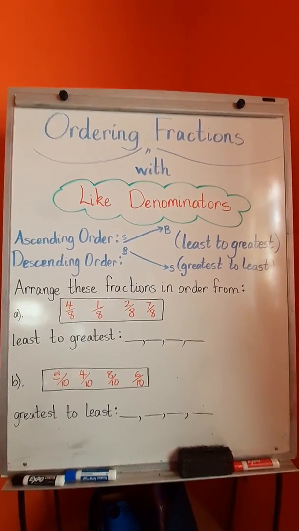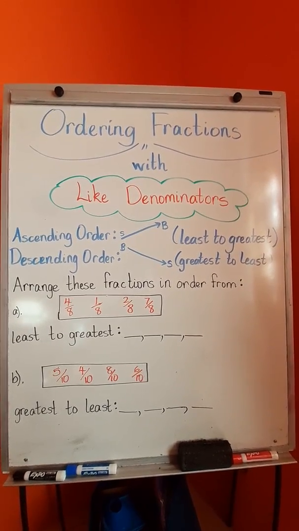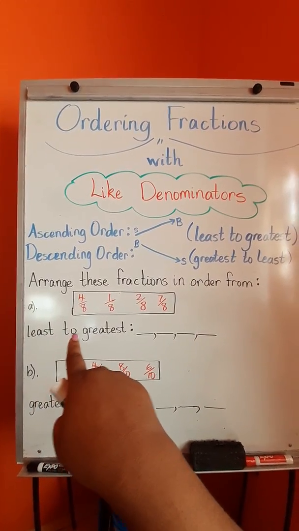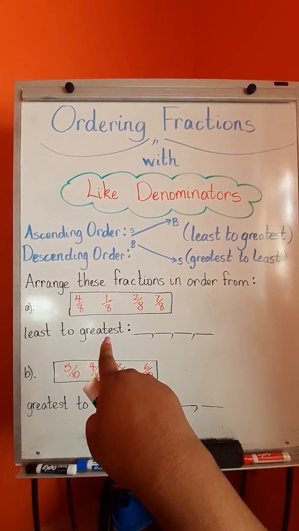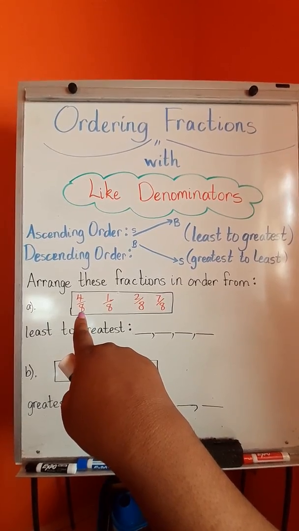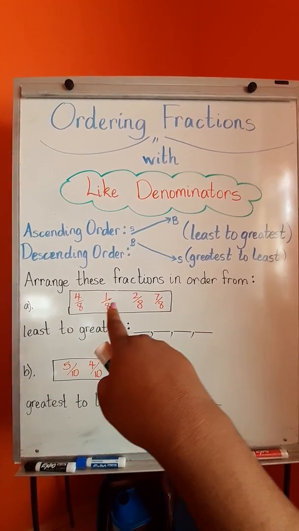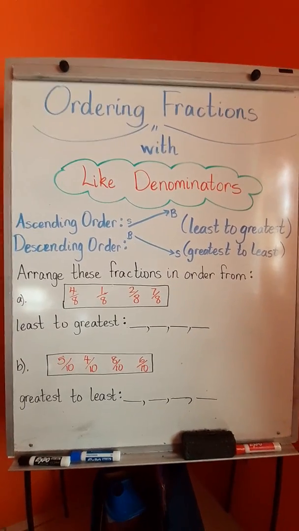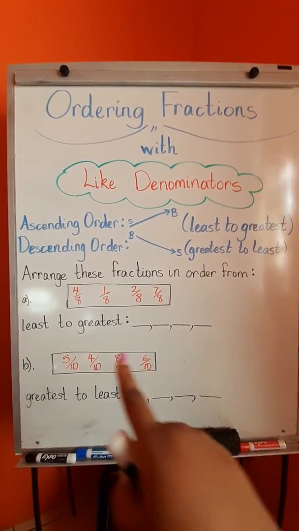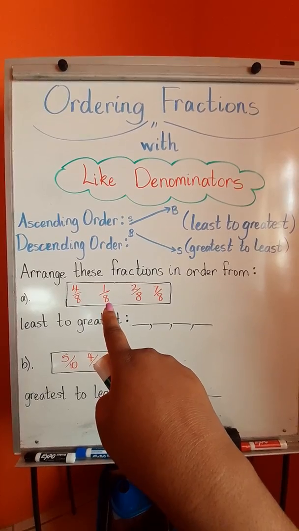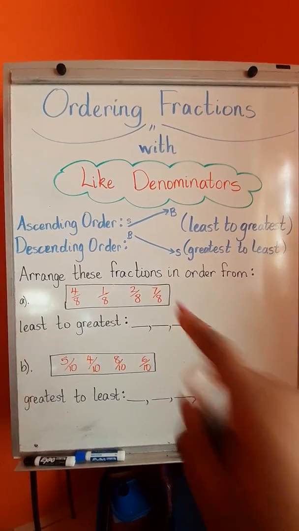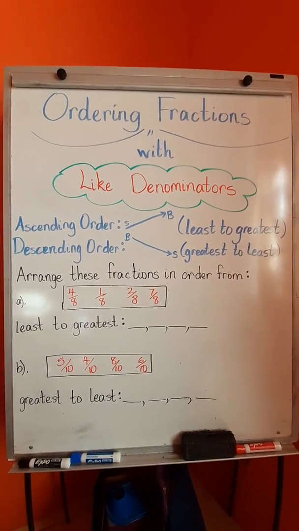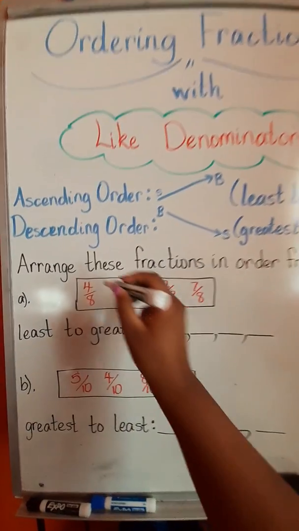Let us look at our first set of fractions. Arrange these fractions in order from least to greatest. Our four fractions are 4 over 8, 1 over 8, 2 over 8, and 7 over 8. When your fractions have the same denominators, 8, 8, 8, and 8, we look at the numerators. So let's circle our numerators.